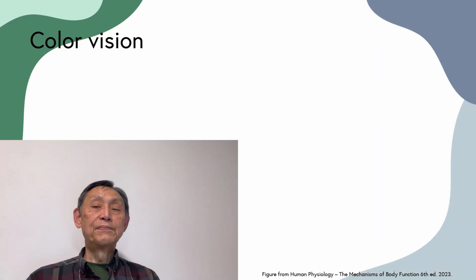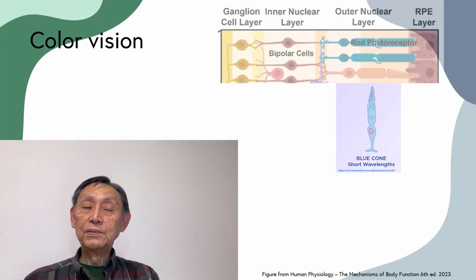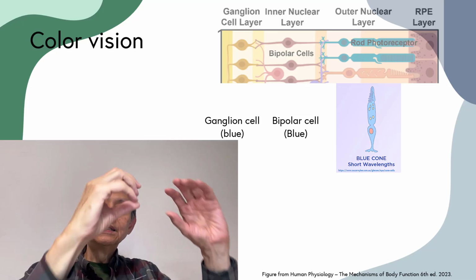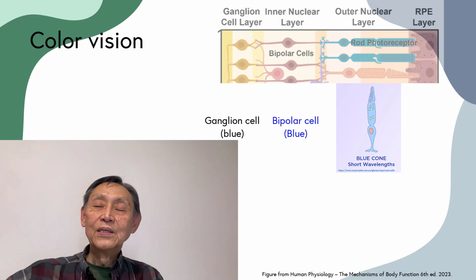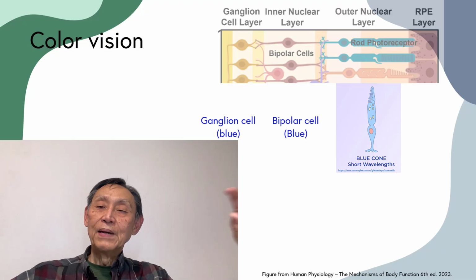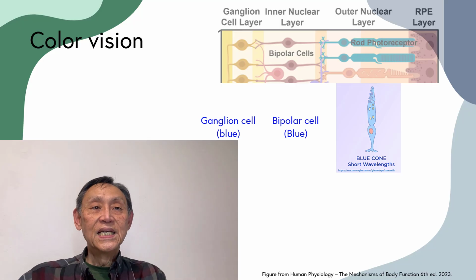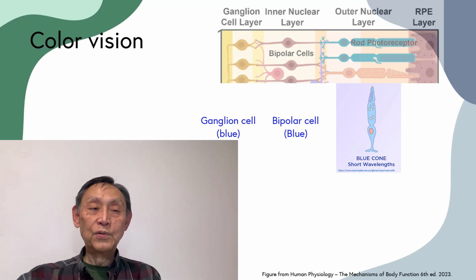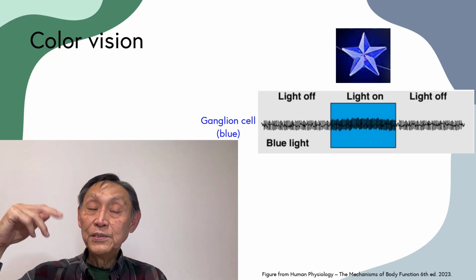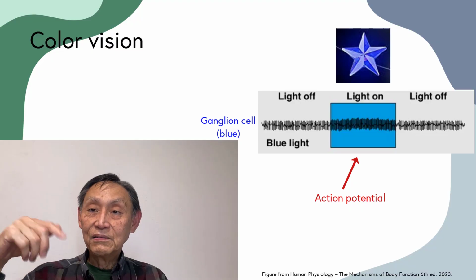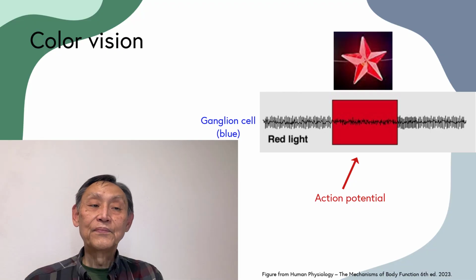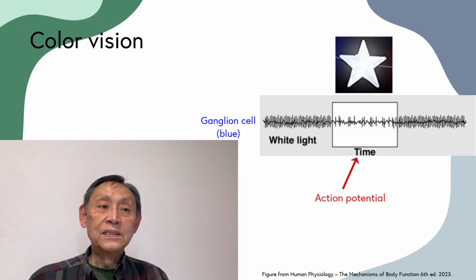Just to give you an example, this is more or less like a blue cone cell, because the ganglion cell connects through bipolar cells and the bipolar cell through a cone cell. So the ganglion cell itself is also determined by the type of cone cell. In this case, this is the blue-sensitive cone cell. When the blue light is on, you can see the action potential in the ganglion cell increase. When it's red light, it actually decreases. Even with white light, there's not as much response.